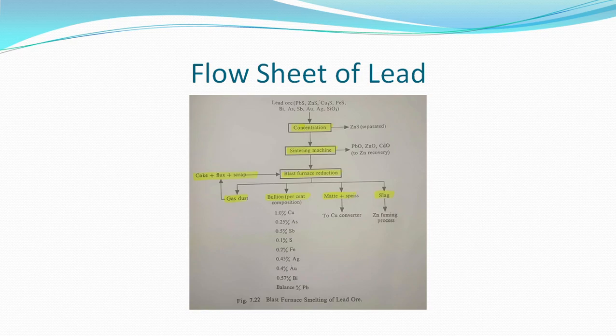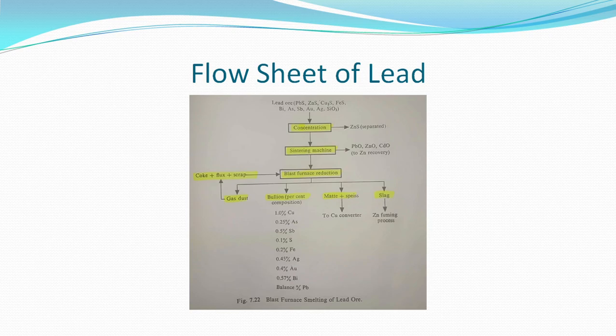Then, after the sintering machine process, the final product comes out in the form of sinters, small granule-type shapes. Then those sinters are taken to the blast furnace. At the input of the blast furnace, in the initial stage, they are charging coke, flux and scrap. At the same time, sinter is also charged in the blast furnace. When the reaction is taking place, it takes around 1200 degrees Celsius.